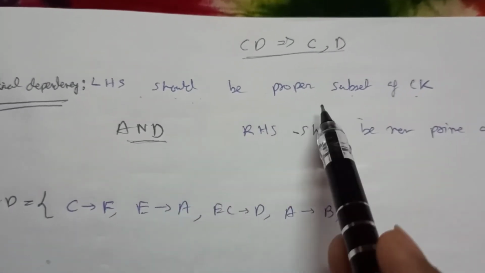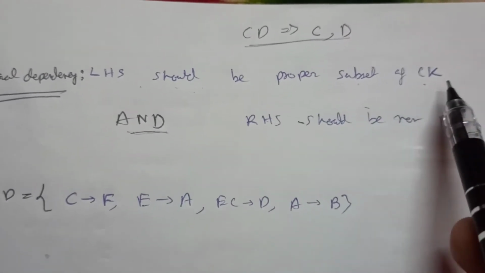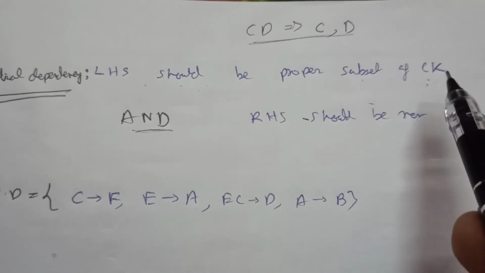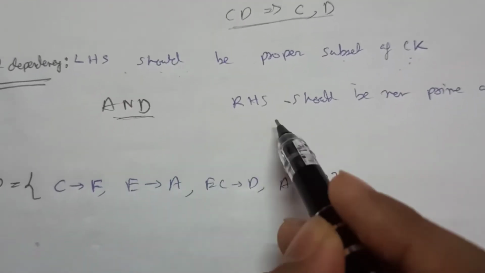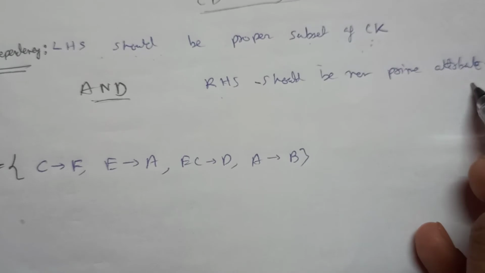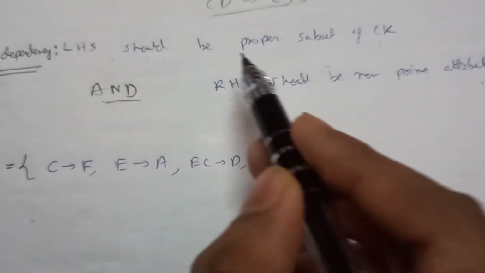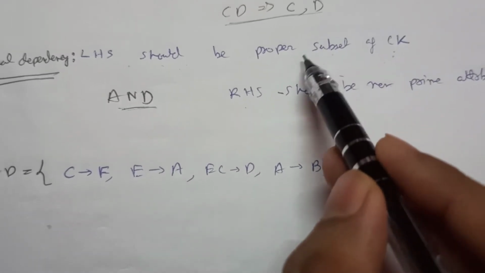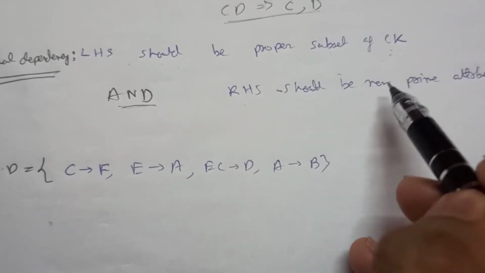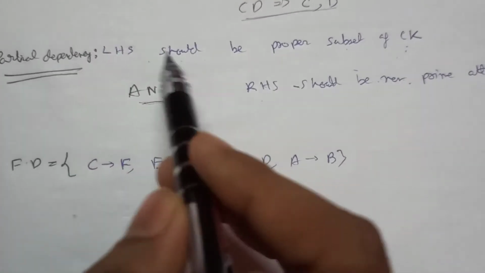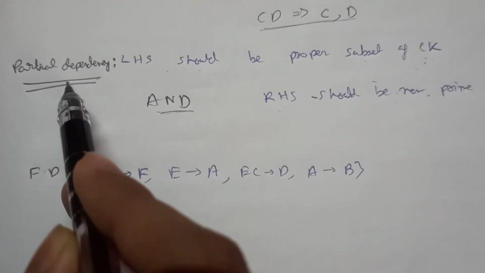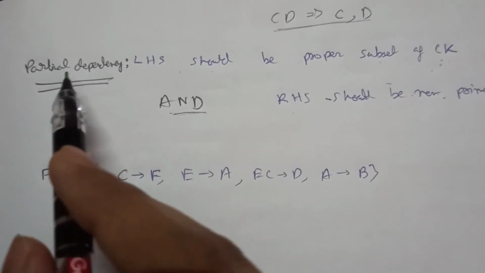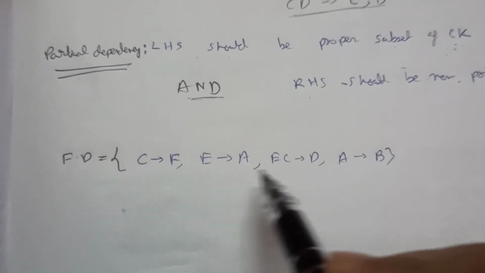So the left hand side of the functional dependency should be a candidate key's proper subset, and the right hand side should be a non-prime attribute. If both these conditions are satisfied, then only this AND condition will be true. Only then can we say that this FD is a partial dependency. Okay, so now let's check this condition for all four FDs.